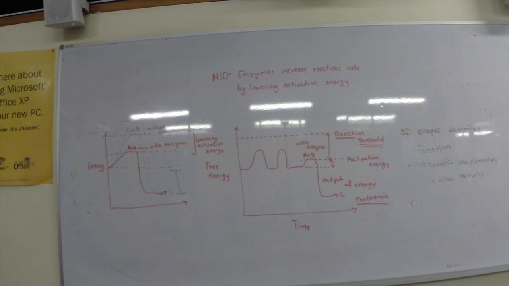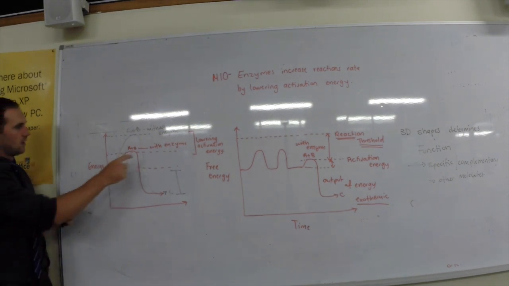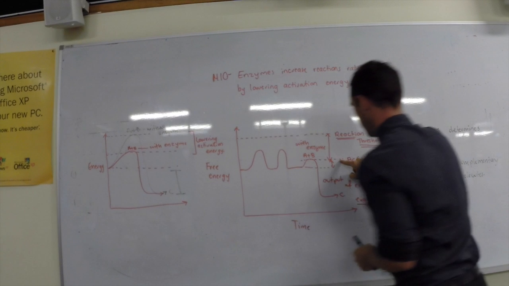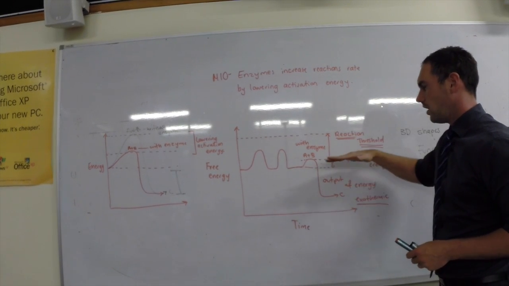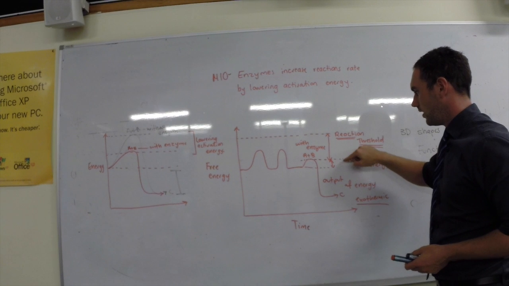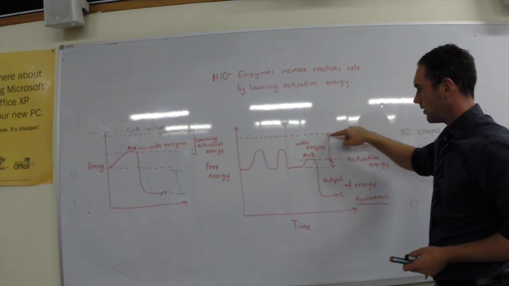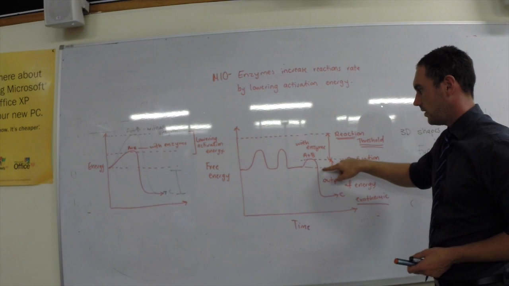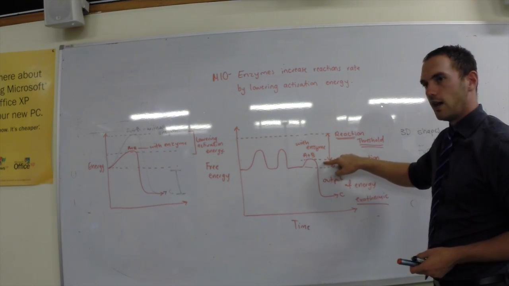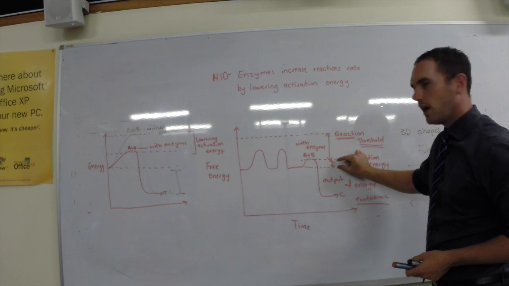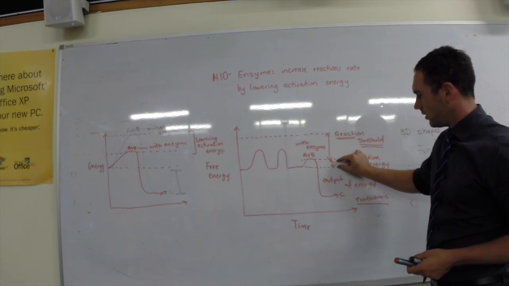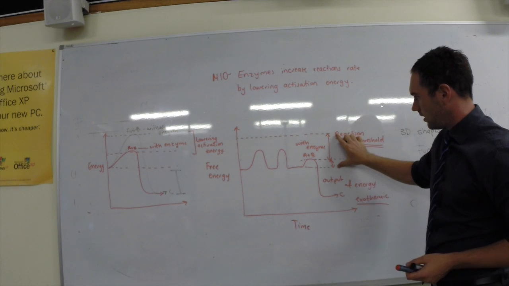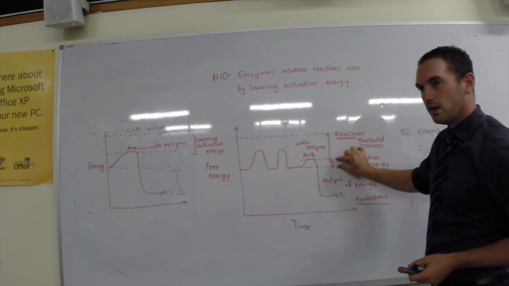Yes, Darcy? What's the line that's between the activation energy and the other dotted line? On the other one? This one? So this is the height of the activation energy required with our enzyme. This is the height of the activation energy required without the enzyme. This is the distance between what they start with and what they need to react. So this distance, or this height, is called the activation energy. You'll notice that it is bigger without the enzyme compared to with the enzyme.